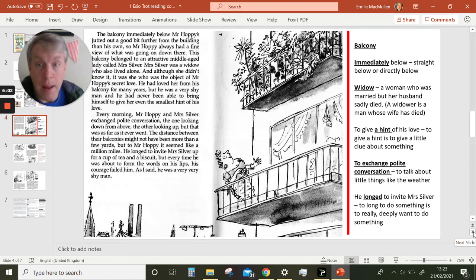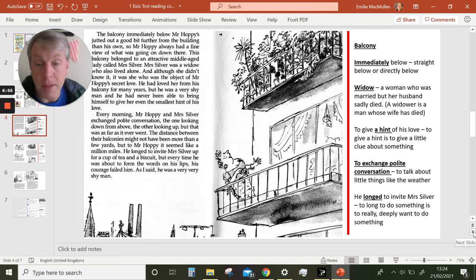The balcony, immediately below Mr. Hoppy's, jutted out a good bit further from the building than his own. So Mr. Hoppy always had a fine view of what was going on down there. This balcony belonged to an attractive, middle-aged lady called Mrs. Silver. Mrs. Silver was a widow who also lived alone, and although she didn't know it, it was she who was the object of Mr. Hoppy's secret love. He had loved her from his balcony for many years. But he was a very shy man, and he had never been able to bring himself to give her even the smallest hint of his love.